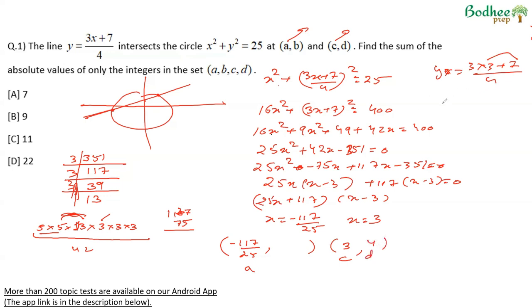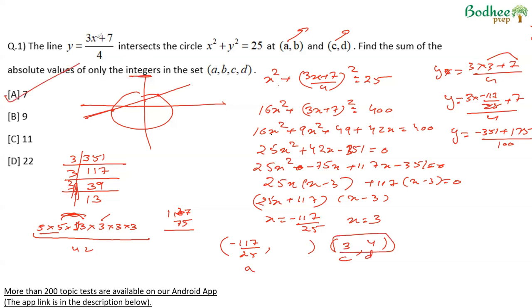For A, 3 into minus 117 by 25 plus 7 by 4, this becomes y is equal to minus 351 plus 7 into 25, 175, upon 25 into 4. Clearly, this will not be integral. We are looking for integral values only. What is the sum of the integral values? So the sum of the integral values will be 3 and 4. Option A, 7 becomes the answer.